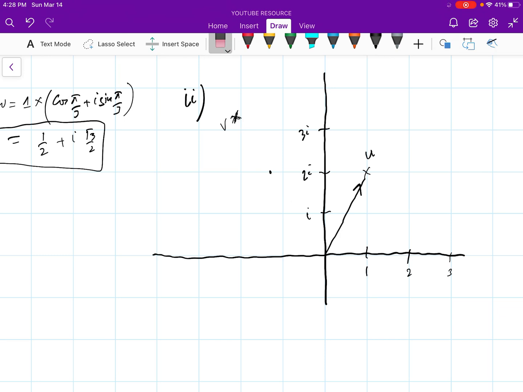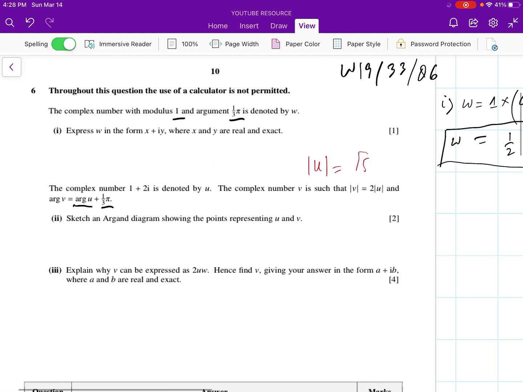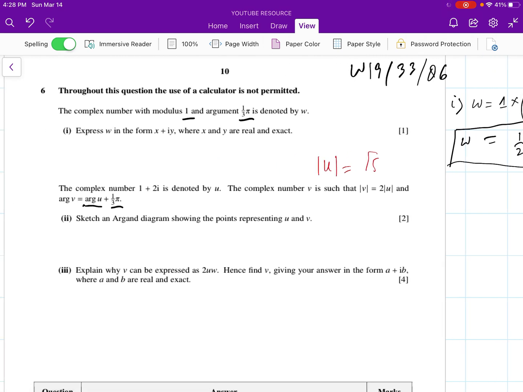So let me just make this line again. That's the relatively correct position of v on the Argand diagram. The argument of v here is, let me write, the argument of u plus pi by 3, which is a 60 degree angle. So this is the position of v here. This is part 2, where we have to show u and v on the Argand diagram.